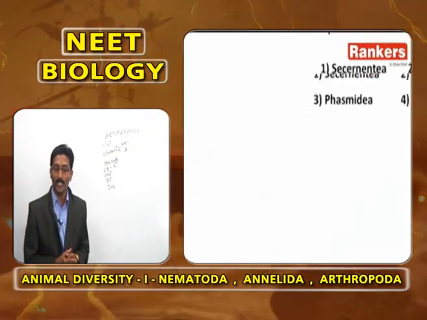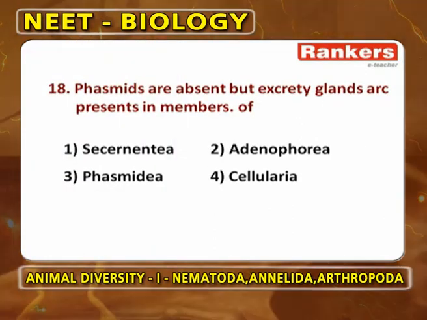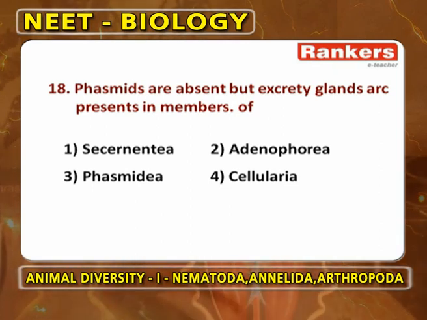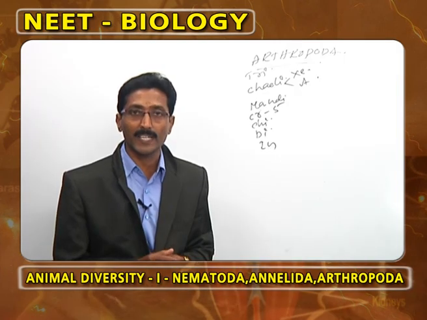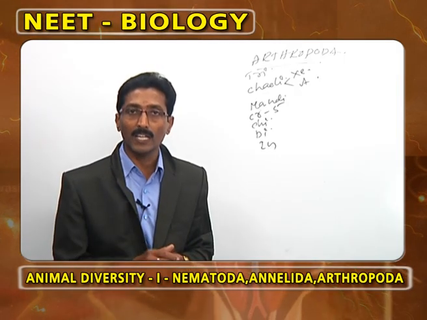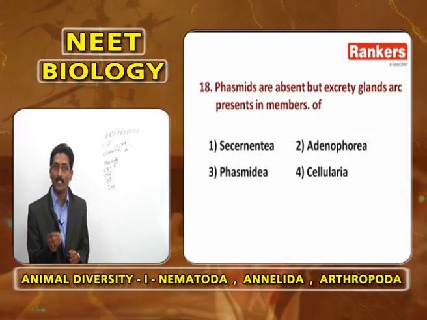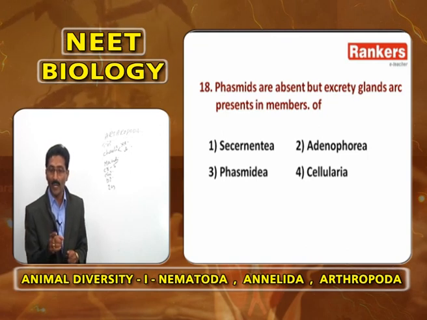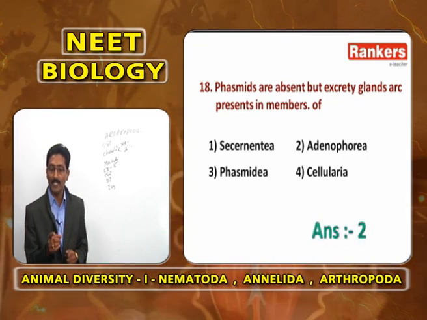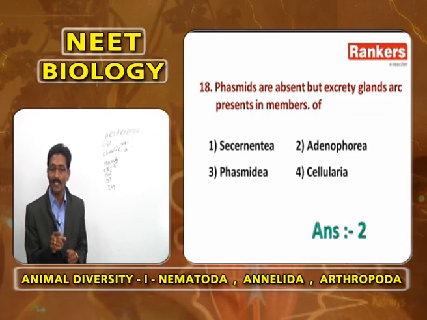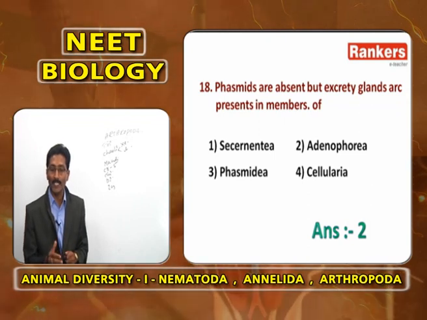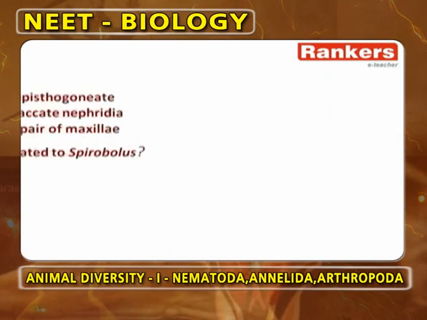Now we go for the next question. Phasmids are absent but excretory glands are present in the members of. We know very well, phylum Nematoda is classified into Aphasmidia and Phasmidia. In the Aphasmidia, phasmids are absent. In the Phasmidia, phasmids are present. Now, here what is the answer? The second answer: phasmids are absent but excretory glands are present in the members of Adenophorea. What is the other name of Adenophorea? That is Aphasmidia. Now, we go for the next question.